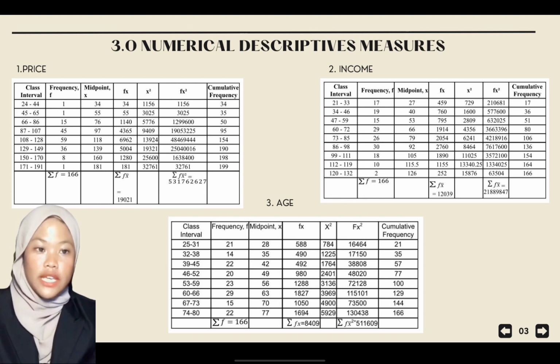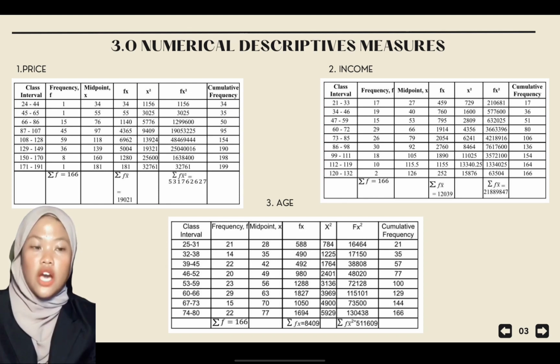Mean is the sum of data entries divided by the number of entries. So, the mean for price data is Ringgit Malaysia 114.58, while the mean for income data is $72.52, and the mean for age data is 50.6566. Moving on to the next one, which is median.